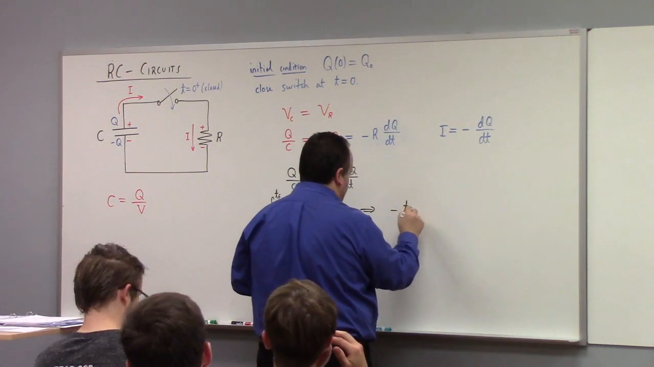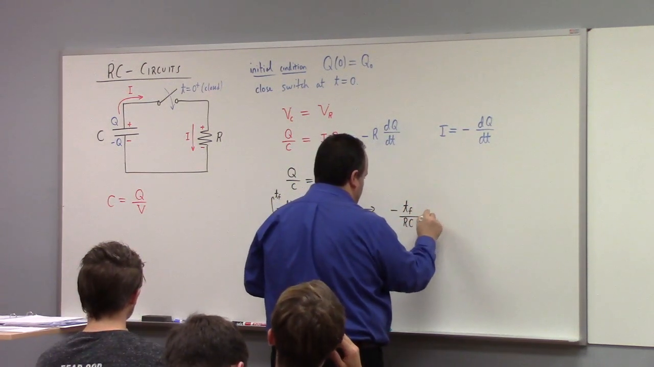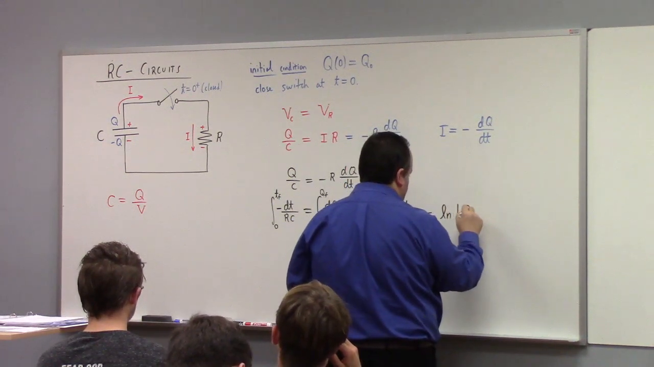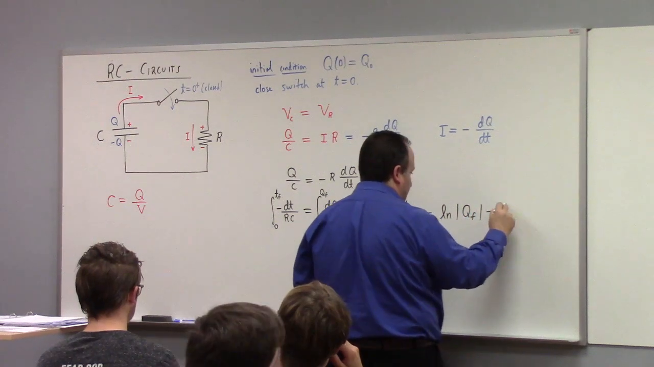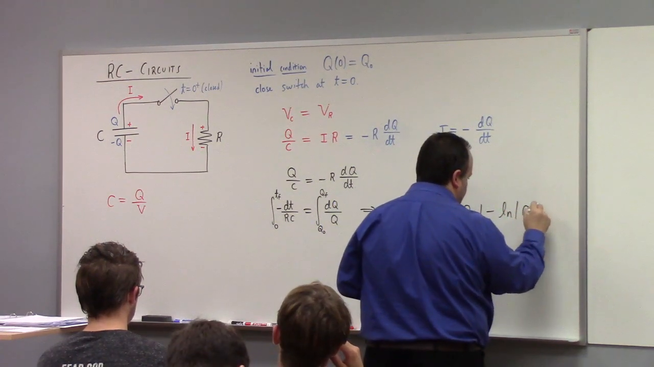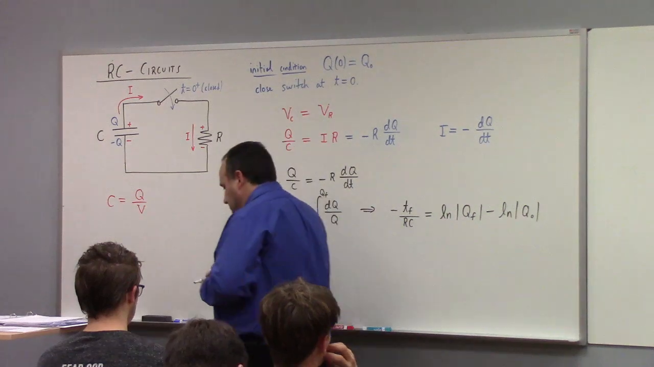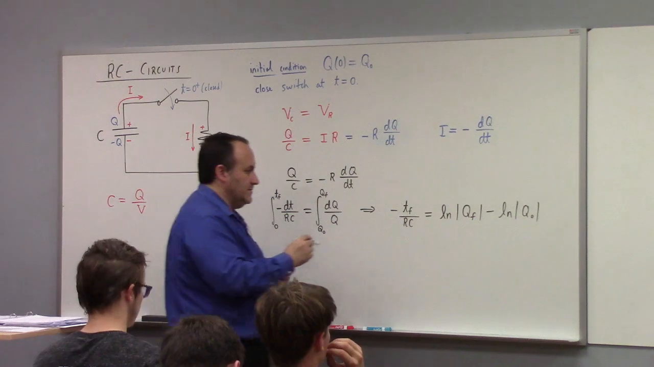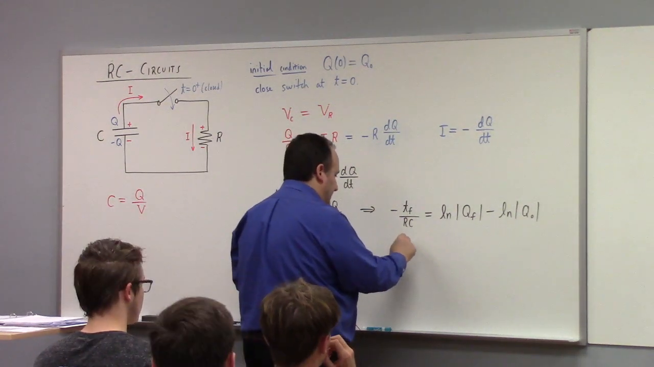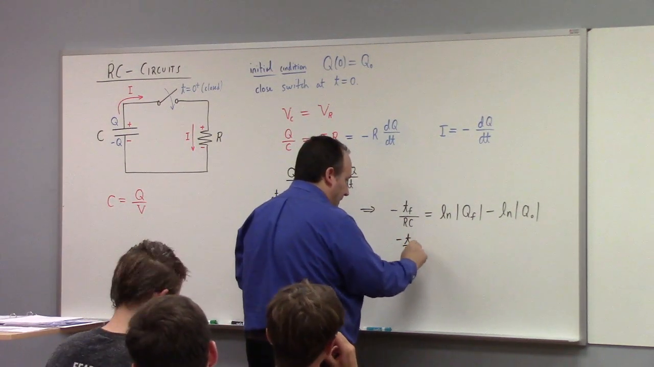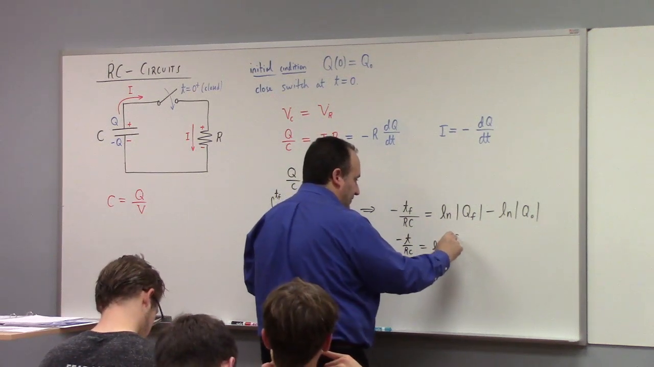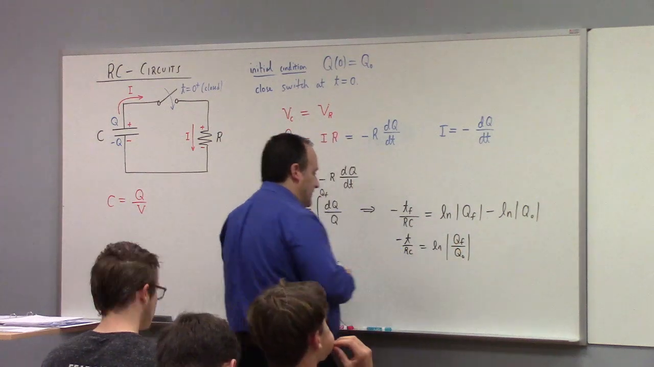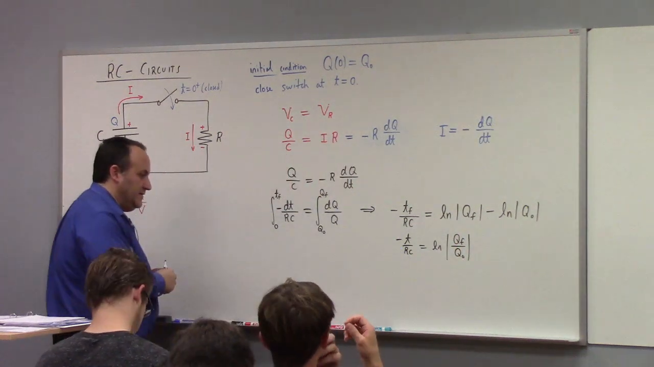And so that gives me minus the final time divided by RC is equal to the natural log of the absolute value of qf minus the natural log of the absolute value of q naught. But I can solve this. This gives me, of course, minus t over RC is the natural log of the absolute value of the quotient of the final charge to the initial charge, which if I exponentiate both sides, what do I get?